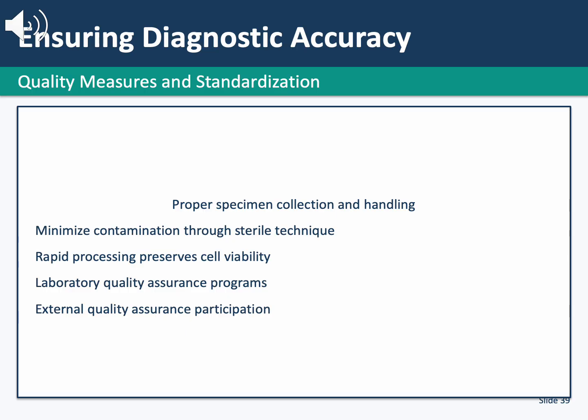Laboratory quality assurance programs should include proficiency testing and regular review of results. Clinical laboratories should participate in external quality assurance programs. Communication between clinicians and laboratories is important for appropriate test selection and result interpretation. Standardized reporting of results facilitates clinical decision-making. Periodic review of diagnostic accuracy and outcomes helps identify areas for improvement.